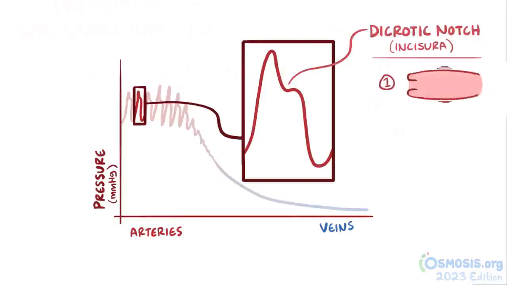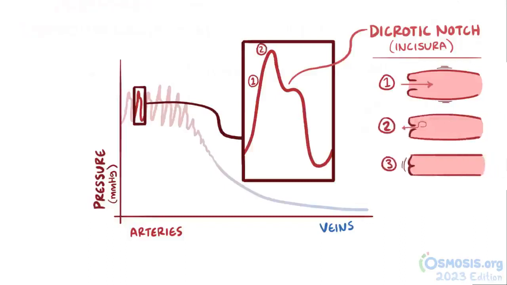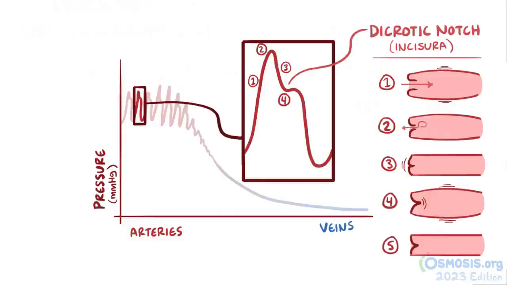As blood is ejected out into the aorta, pressure rises really fast. And then as the heart starts to relax, a tiny amount of blood flows back into the ventricle, which causes the valve to snap shut and the pressure to fall. That snapping shut of the valve causes it to recoil back a little bit into the aorta, which causes a brief increase in the pressure of the aorta. And then finally, the pressure falls as the aortic valve settles.